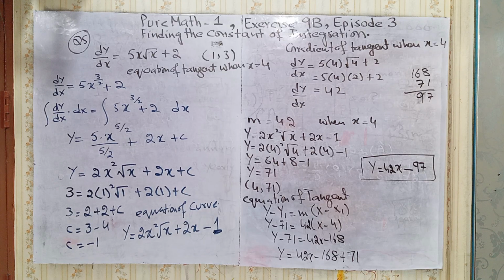This is our third episode on this exercise. I hope that this question number 5 is clear to you. In the first part, we found the coordinate of the curve. In the second part, we found the equation of the tangent when x is equal to 4.